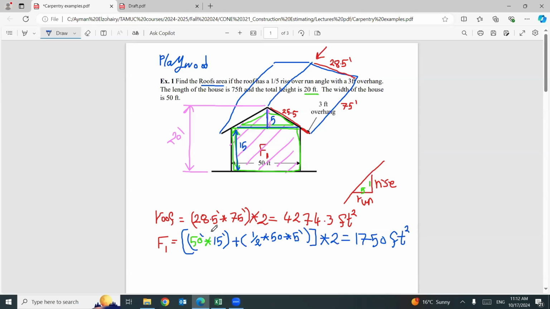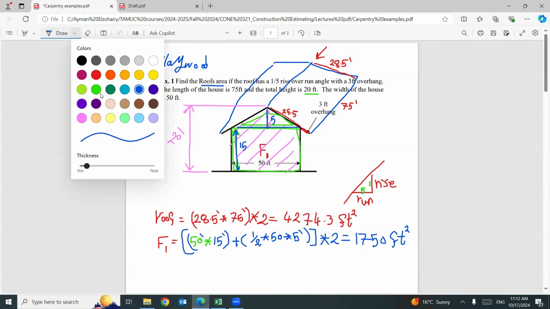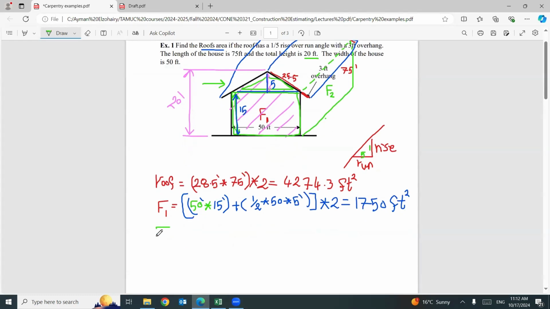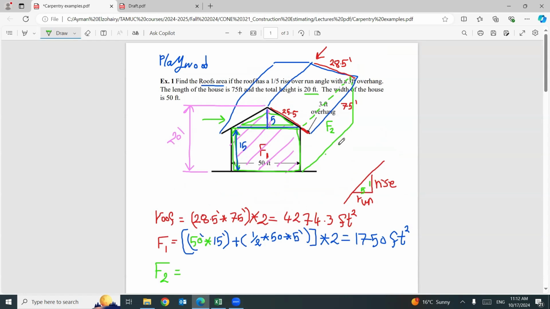Does that make sense? Keep in your mind, we have another face of the building, which is this one. Can you see it? This side of the building, F2. And keep in your mind, this side will be repeated one more time on the opposite side here. So what is the area of F2? The area of F2 equals this length, which is 75 feet, times this height only, which is 15. So 75 by 15.